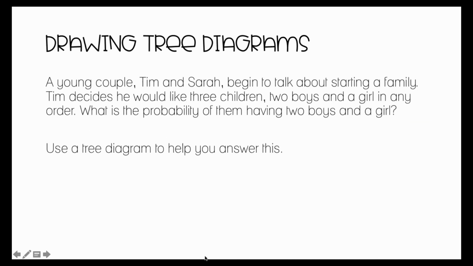So let's look at drawing tree diagrams and how we go about drawing them. Now you could do what I'm going to do, which is have little symbols, or you also could use letters. So a young couple, Tim and Sarah, begin to talk about starting a family. Tim decides he would like 3 children, 2 boys and a girl in any order. What is the probability of them having 2 boys and a girl? So we're going to use a tree diagram to help us answer this. I'm using symbols. I'm going to use a blue and a pink baby, but you could also just write B or G, for boy or girl.